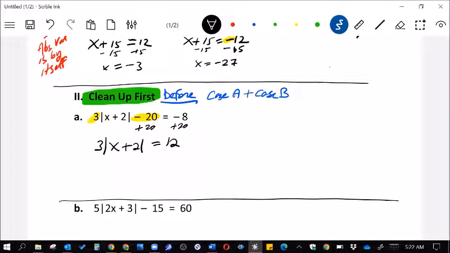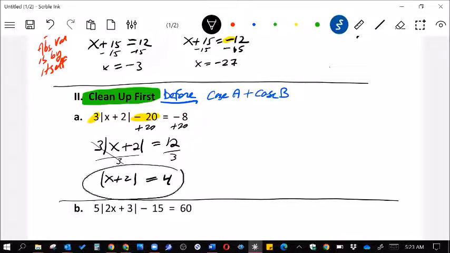By the way, absolute value bars are not parentheses, so you cannot do distributive property. Do not do distributive property with absolute value bars. So I'm not going to make that 3x plus 6. No, I'm not. Instead, I'm going to divide both sides by 3 because that'll get rid of that. And so I get the absolute value of x plus 2 is equal to 4. Now I have something I can work with.